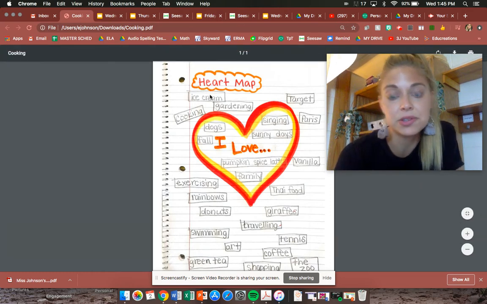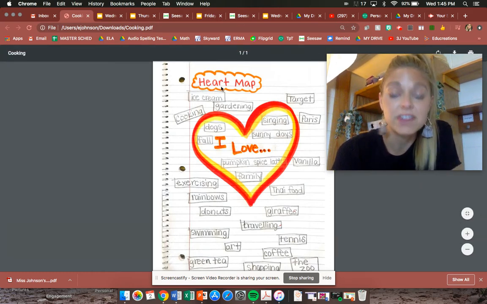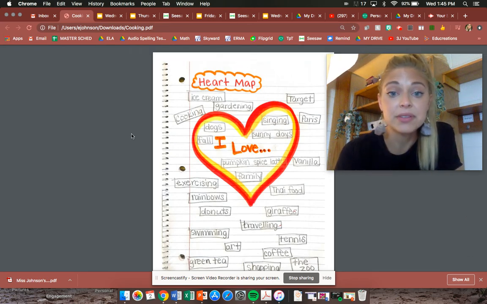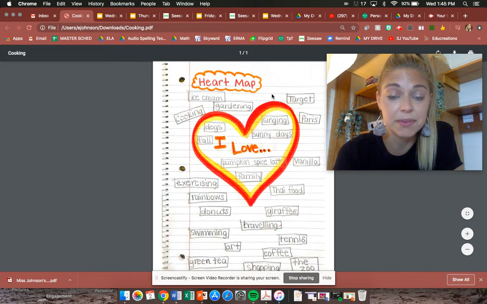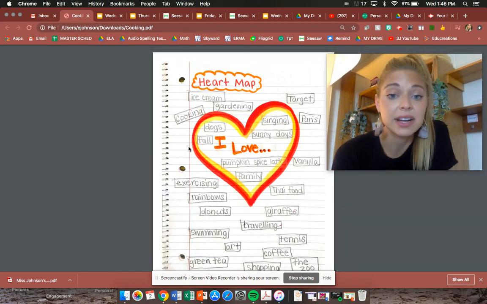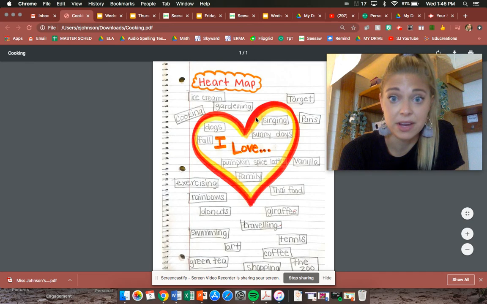So I want you to label your page, give your page a title. Now a title tells us what the page is going to be about. And I want you to say heart map on the top of your page. And then draw a heart. It can be bigger than mine if you would like. I really don't want it to be smaller than mine. I want it to be just as big as mine or bigger.